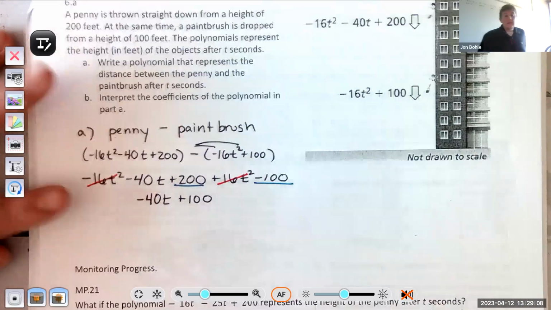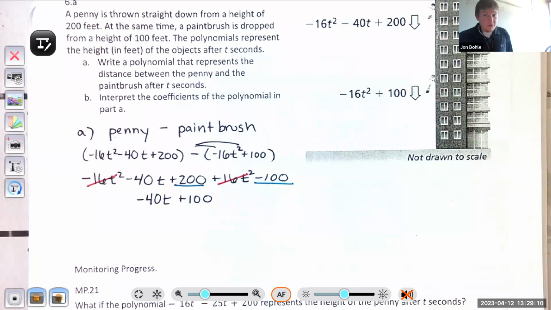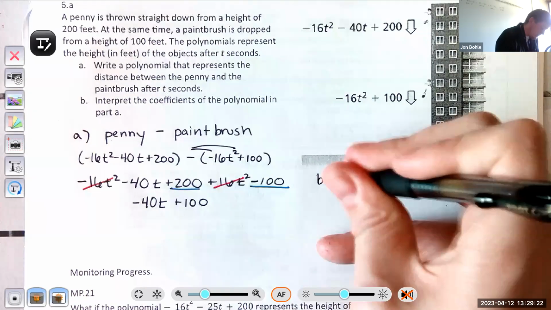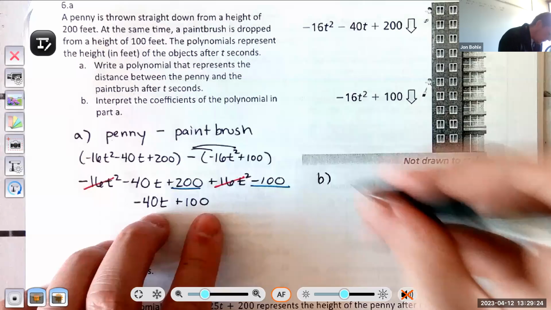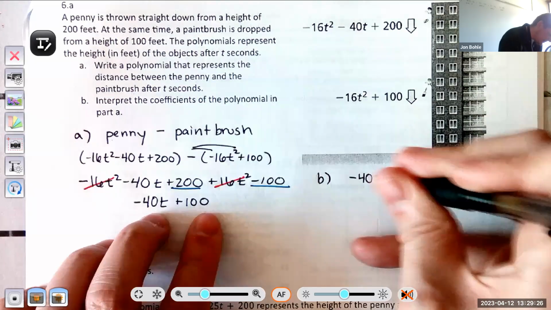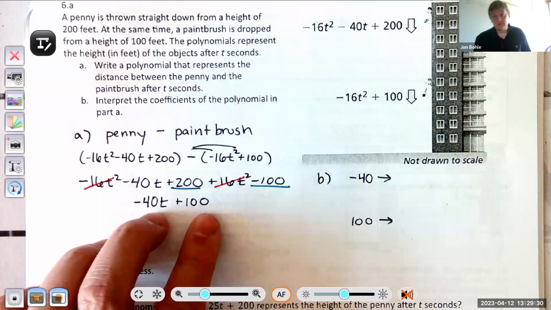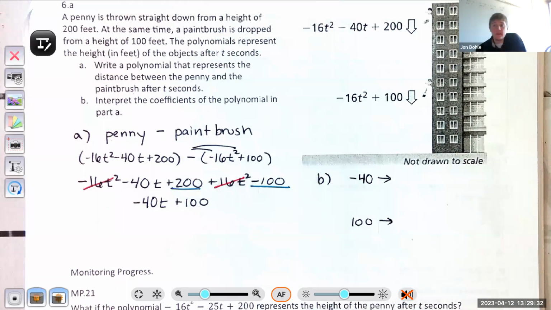So that's part A. So now it's important to note that this expression represents the distance in between. Okay. So part B, interpret the coefficients of the polynomial in part A. What's that asking? Well, it's actually pretty simple. It basically wants to know, what does the negative 40 represent in this situation? And what does the 100 represent in this situation? Those are the only two things that it wants to know.